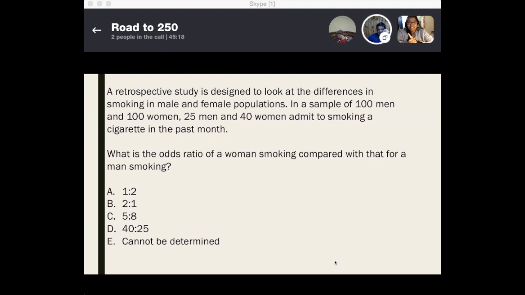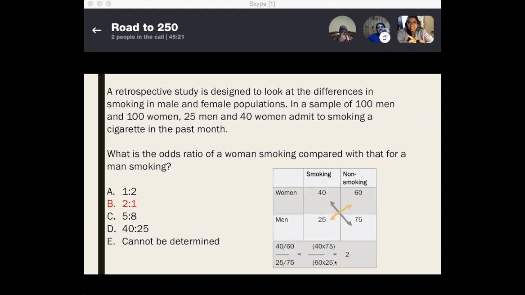Well, if you go ahead and go to the next slide, I drew it out for you. So we have our 40 women smoking, 60 non-smoking, 25 men smoking, 75 non-smoking. So the odds ratio of a woman smoking is the 40 over 60, and the man smoking is 25 over 75. So then you can just do the AD over BC thing, and you will get 2. So the ratio is 2 to 1. My answer is still going to be E. Okay.